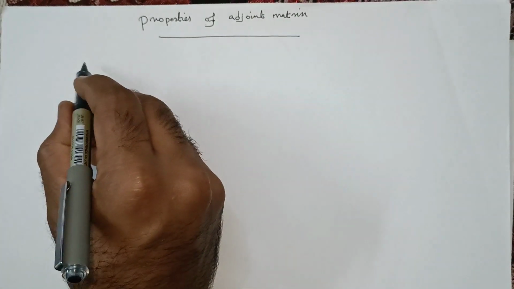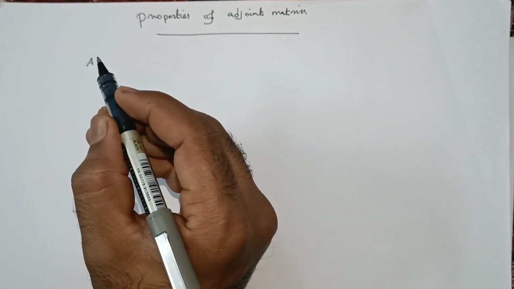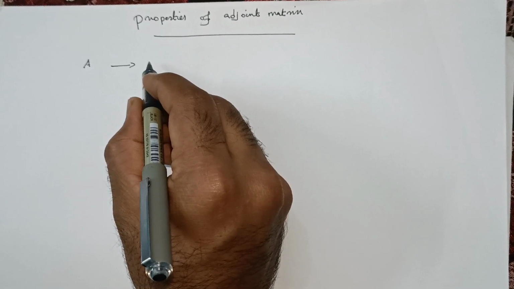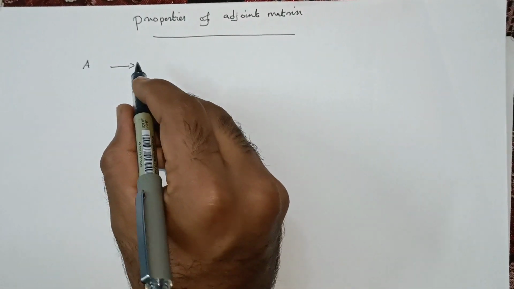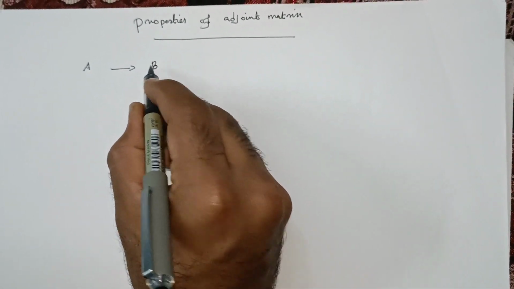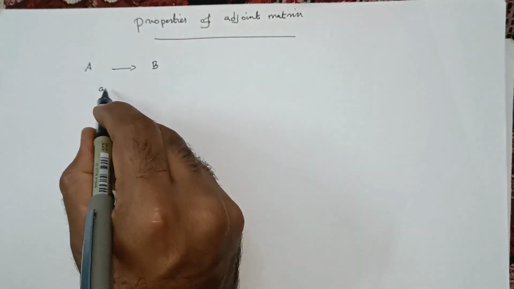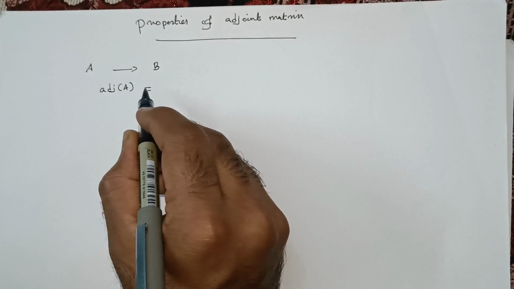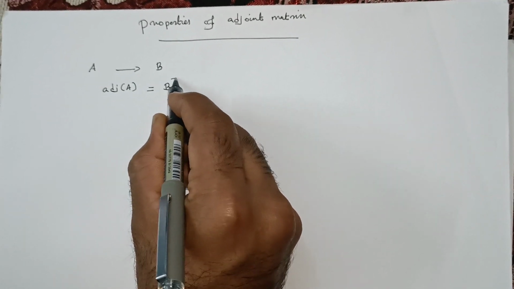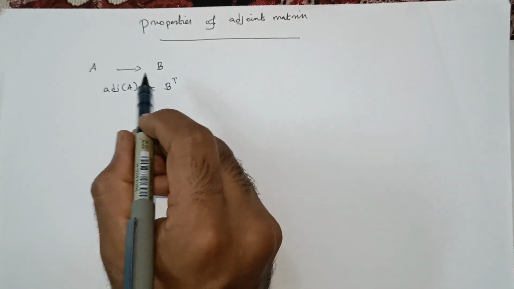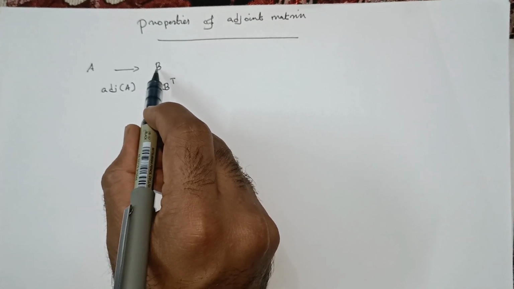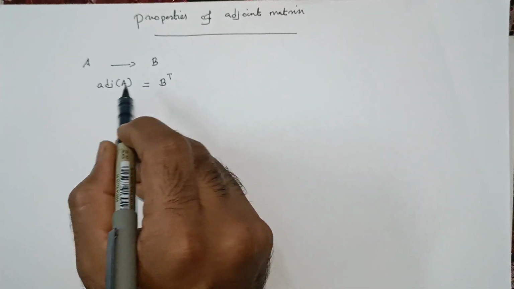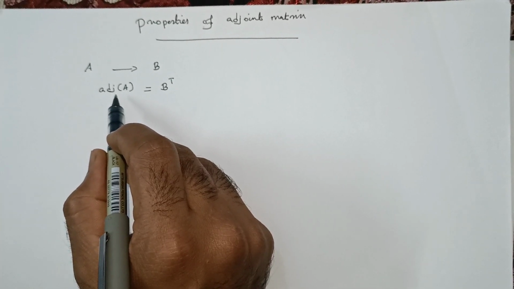Let's consider a matrix A, which is a square matrix, and I am defining the cofactor of the matrix A as B. Then the adjoint of the matrix A is given by adj of A equal to B transpose. That is, if we know the cofactor matrix for a square matrix A, then its transpose equals the adjoint of the given matrix A.